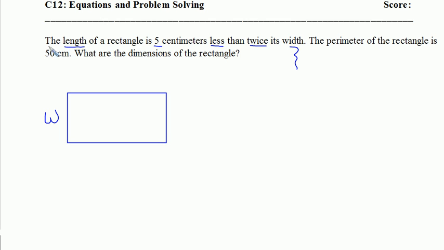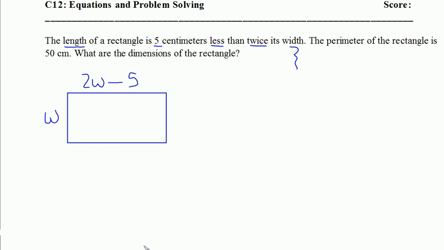And now let's read back again. The length of the rectangle is 5 centimeters less. Well, how do I get 5 less than something? To get 5 less than something, I have to subtract 5. So I need to figure out what the something is I'm subtracting 5 from. It says 5 less than twice its width. Well, I know its width is W, so twice its width is 2W. Let's read that again and see if it makes sense. The length of a rectangle is 5 centimeters less, so that's minus 5 from something, 5 centimeters less than twice its width. So we're taking 5 away from twice its width.